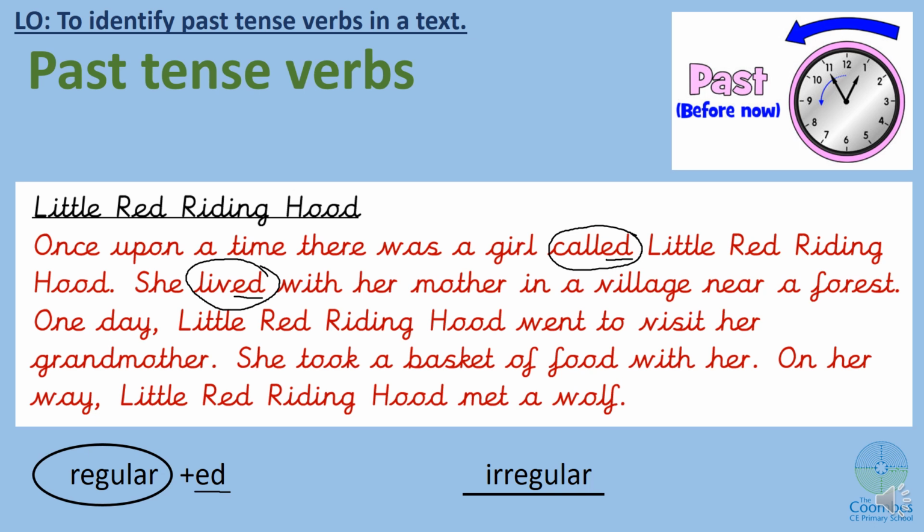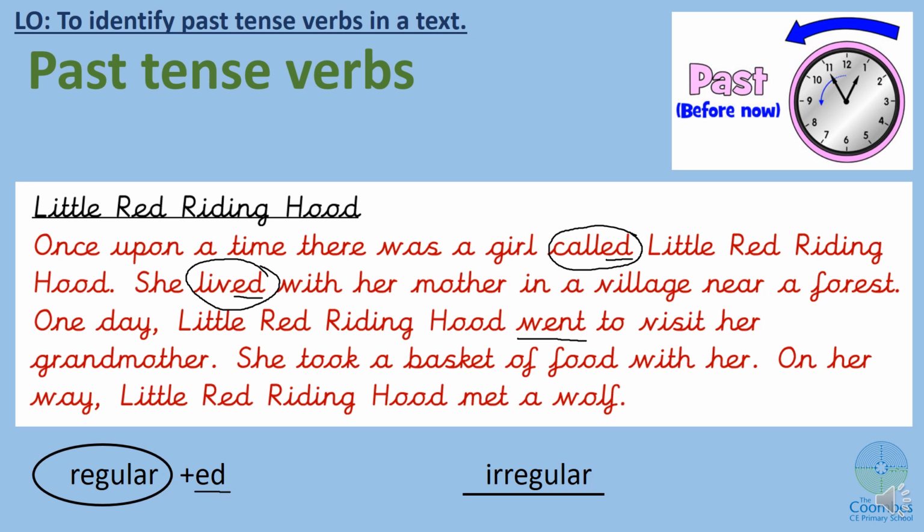Once upon a time, there was a girl called Little Red Riding Hood. She lived with her mother in a village near a forest. One day, Little Red Riding Hood went. That's what she did. She went to visit her grandmother. Now, visit, again, is a verb, but it's not in the past tense. If it was in the past tense, it would be visited with the ed suffix. So that one I'm not going to underline because it's not in the past tense. So she went to visit her grandmother.